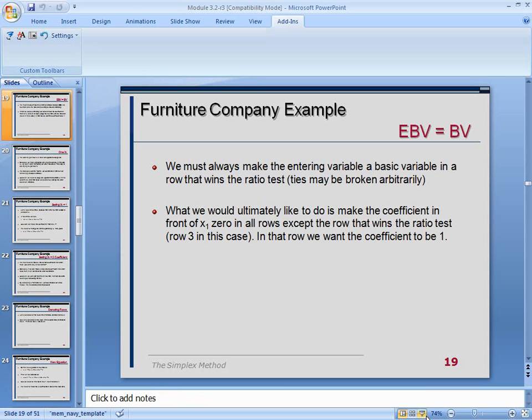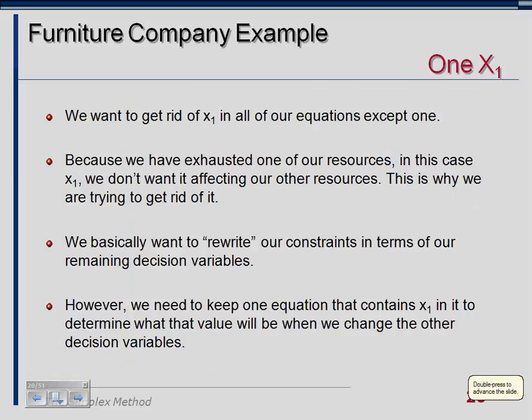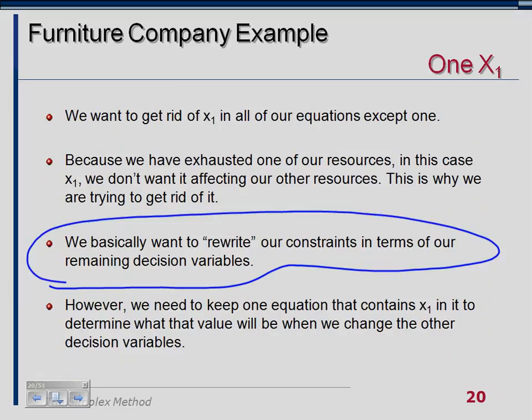Okay. So we don't want to get rid of x1 in all of our equations. We want to leave one equation that has x1 in it, just like I had y equals 6, because that's going to tell us the value of x1. And in the other equations, what we're trying to do is actually get rid of x1. So essentially, we're trying to rewrite our constraints in terms of our remaining decision variables. Okay? And let me do one little example on this.